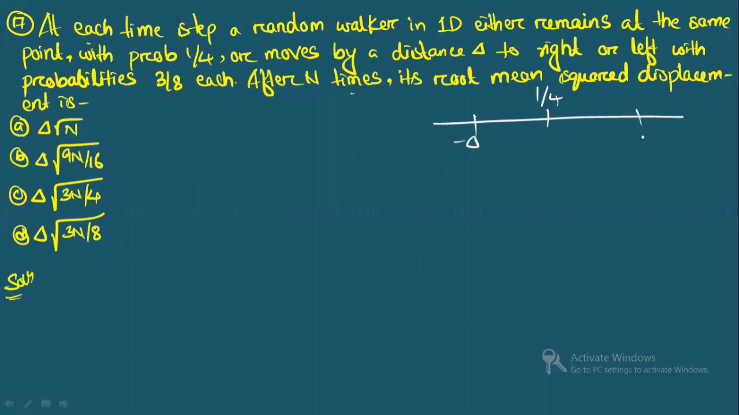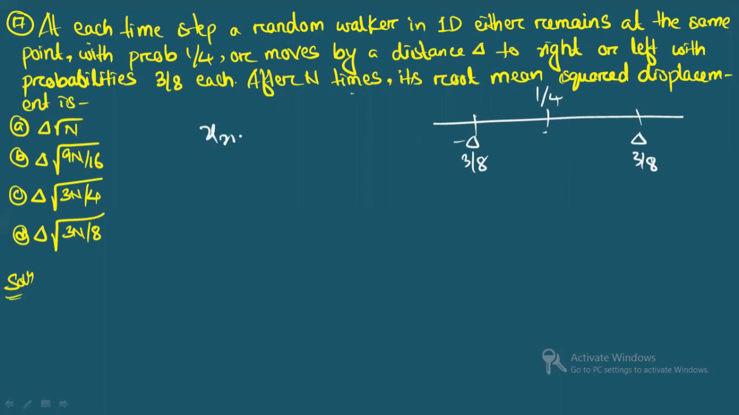To move left, I'm considering minus delta. To move right, I'm taking delta, as in a number line, plus minus the displacement. So the probability for remaining in the same place is 1/4. To move left, it is 3/8. To move right, also it is 3/8. You're asked to calculate the root mean square displacement after n times.